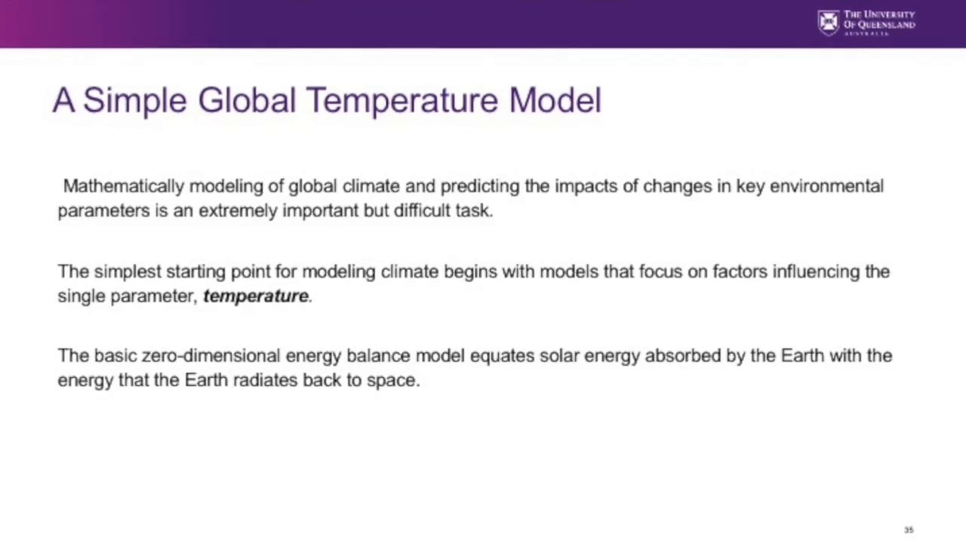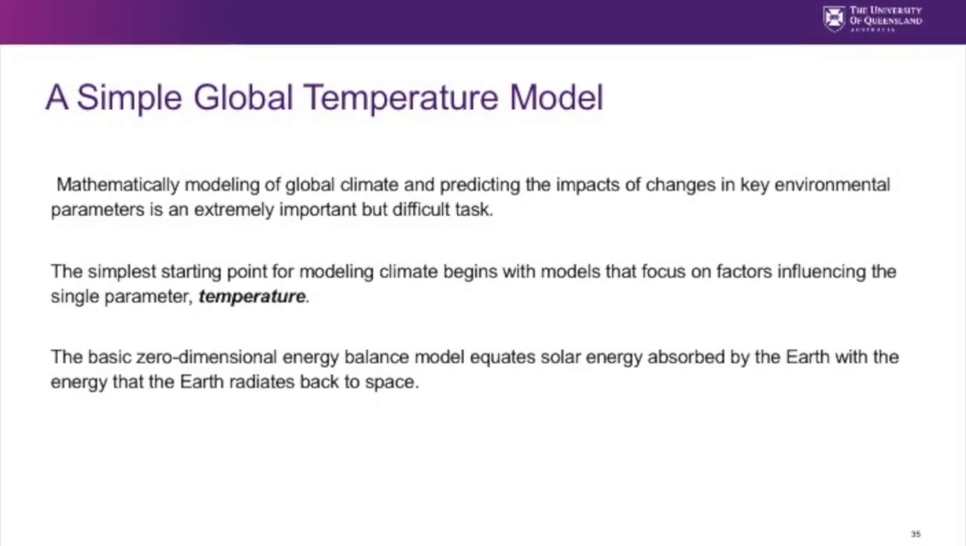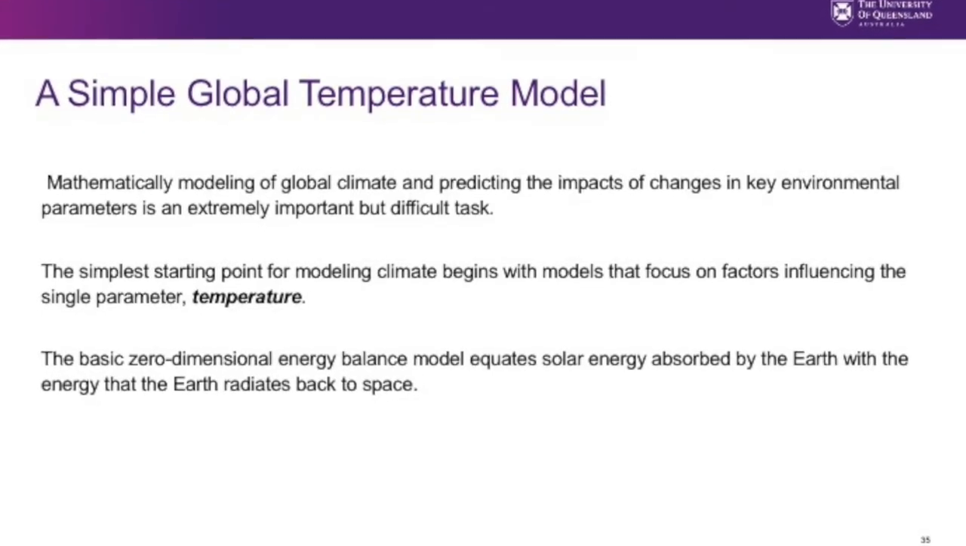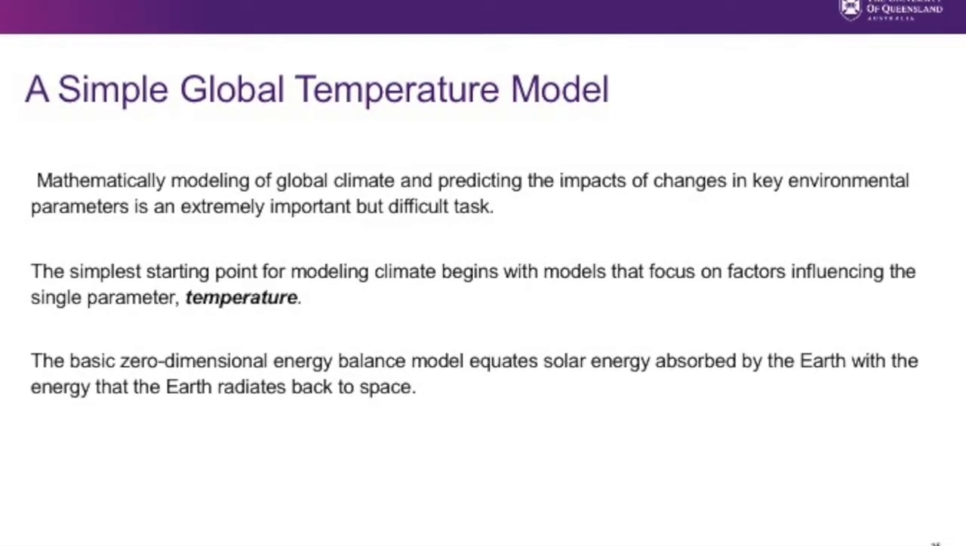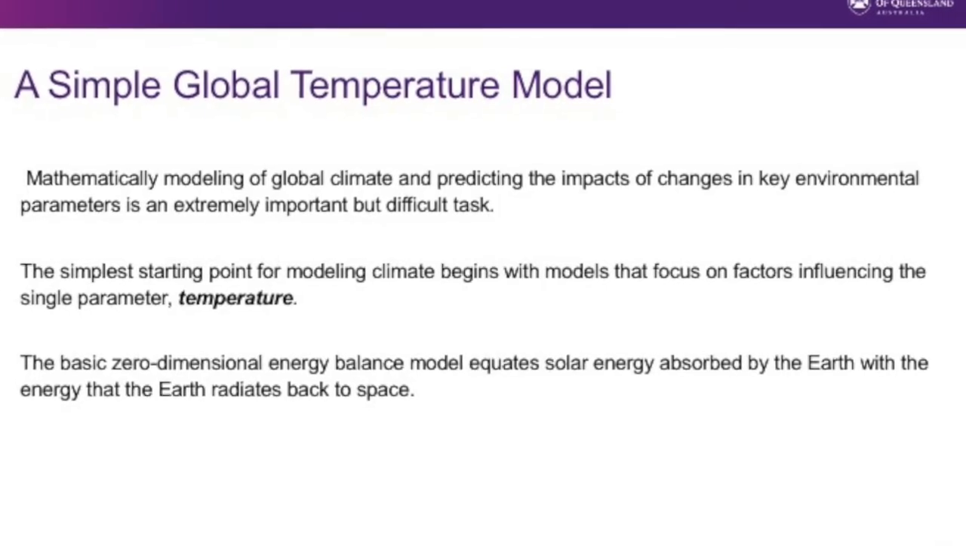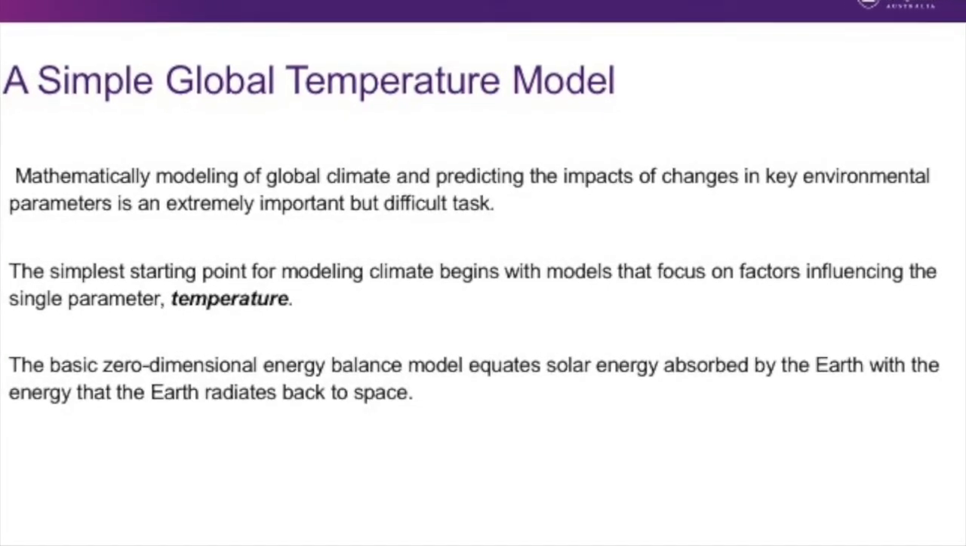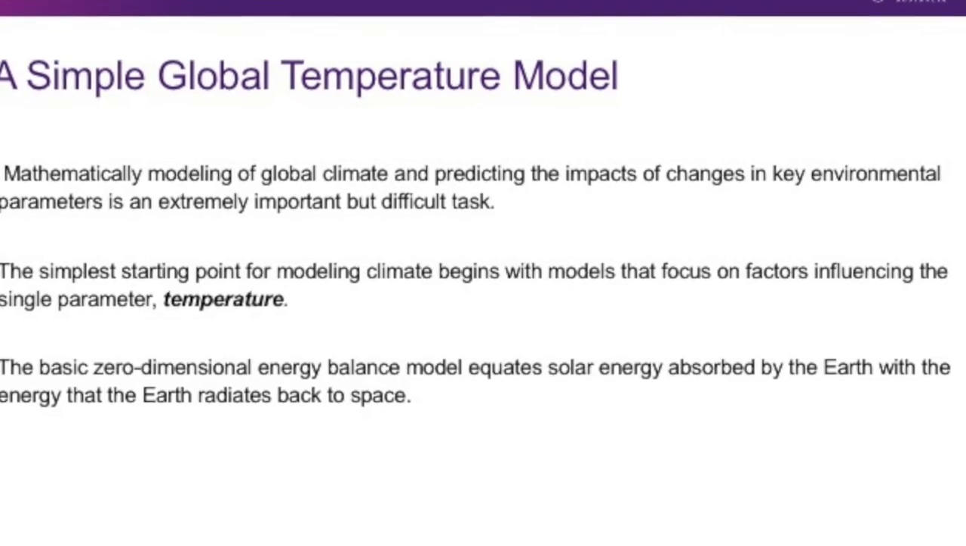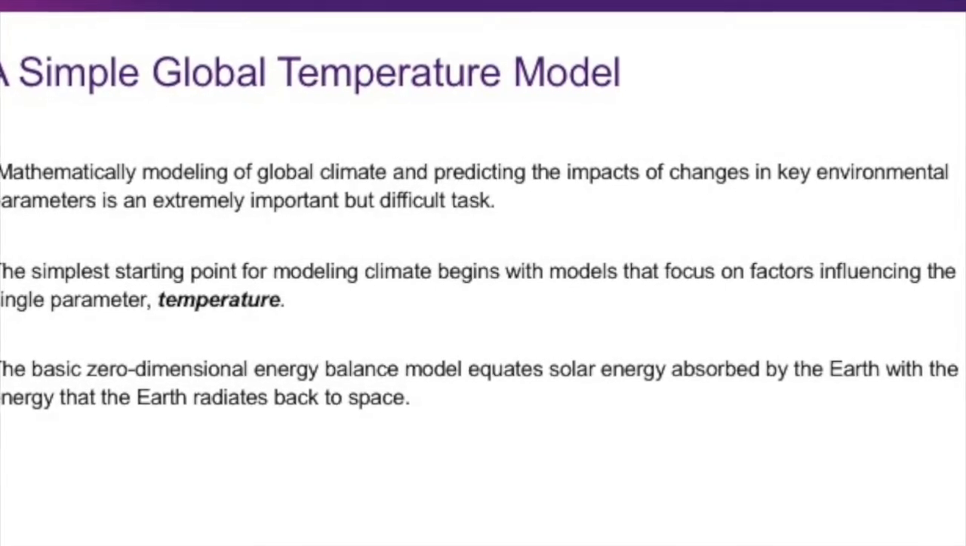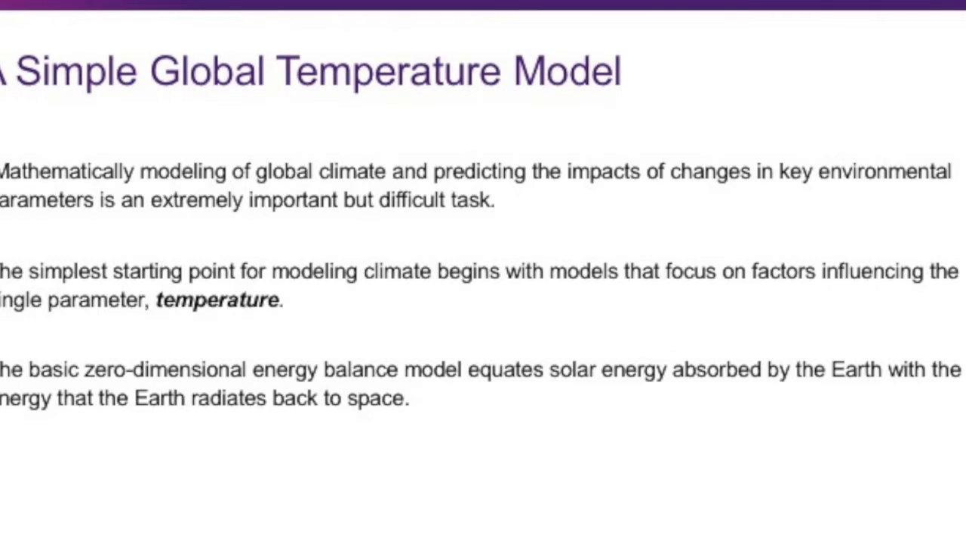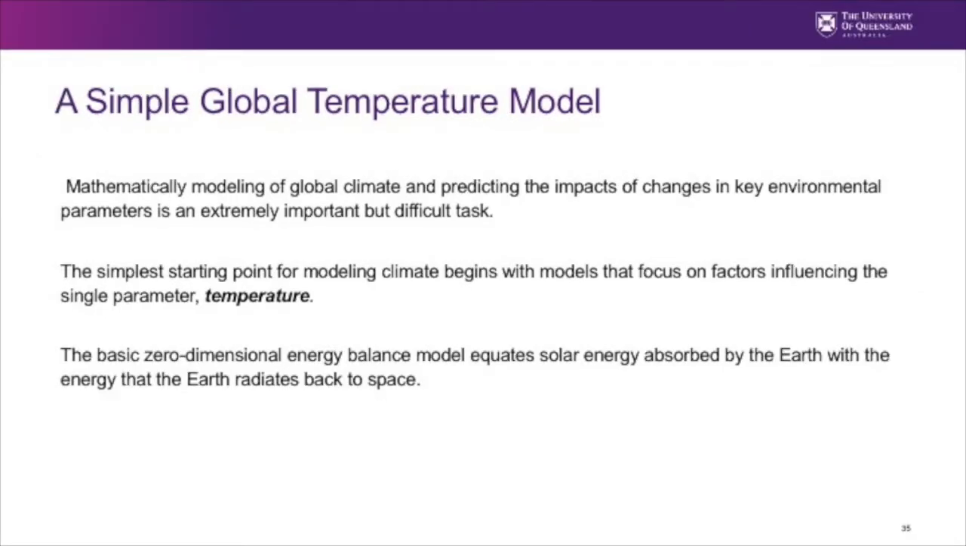So mathematical modeling of global climate and predicting the impacts of changes in key environmental parameters is an extremely important but difficult task. Such models range from very simple ones, so-called black box models, to other more complex models that also involve regional scales, for example. The most simple way to start a climate model is to base the model on one parameter that has been measured in the past. And one key parameter that we've been discussing is temperature.